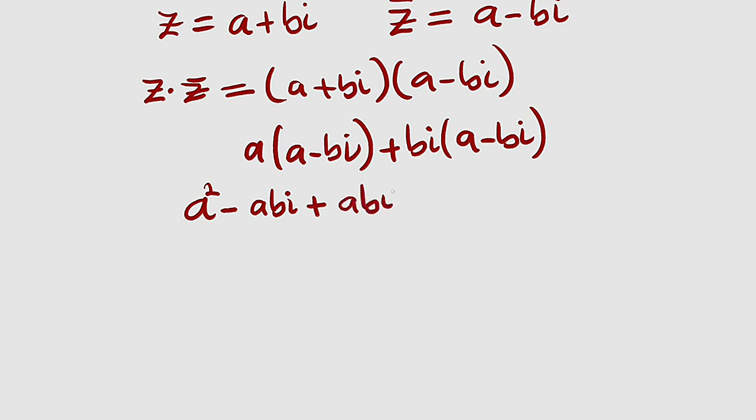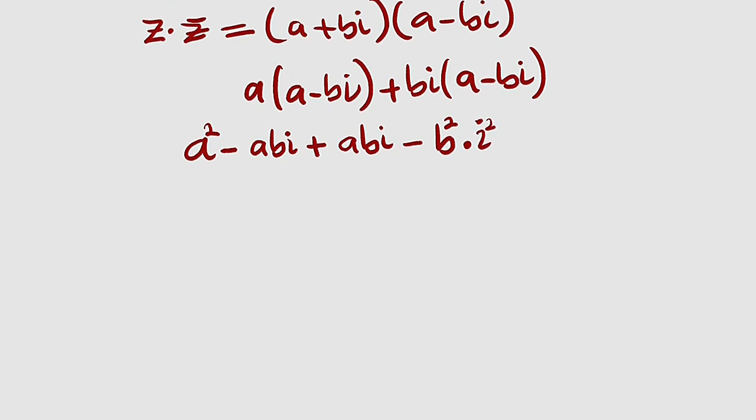This is abi. And lastly, we have minus b times b is b squared, then i times i is i squared. But what is i squared? Remember from the definition of the imaginary number, we say it is just the square root of negative 1. So what if we square both sides? We square this: negative 1 equals i squared. It implies that i squared is just equal to negative 1.